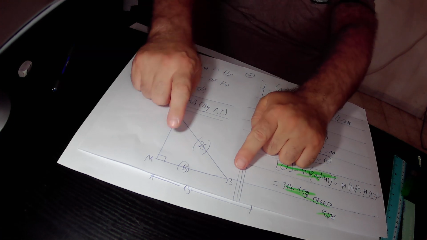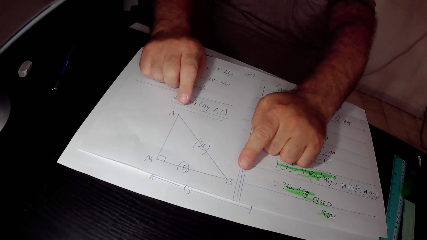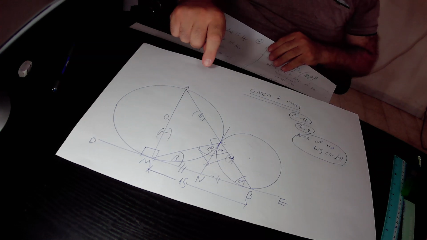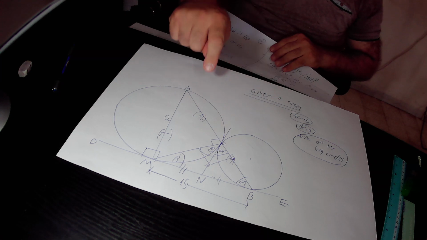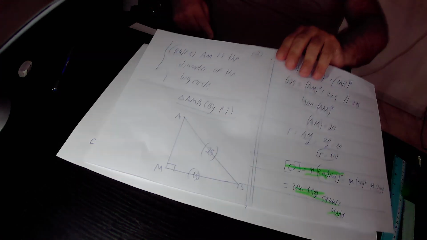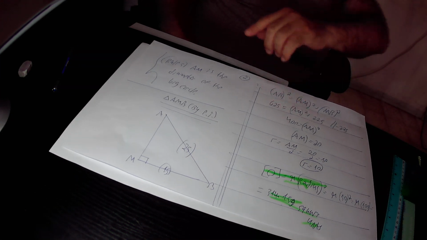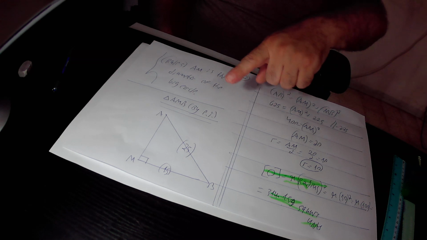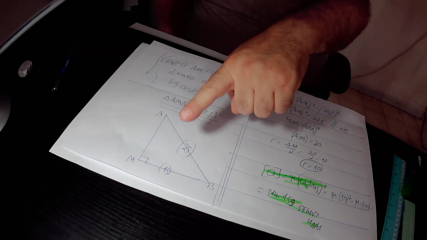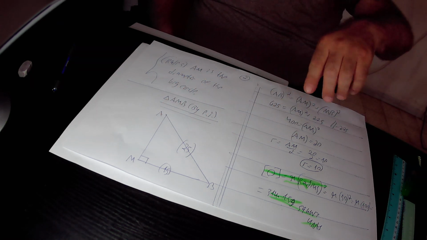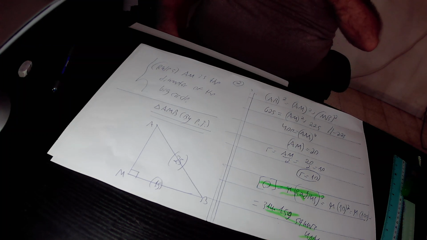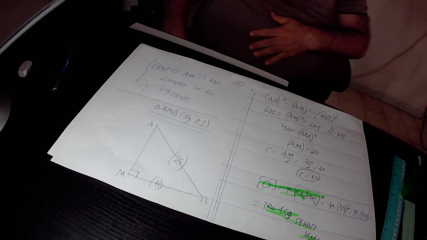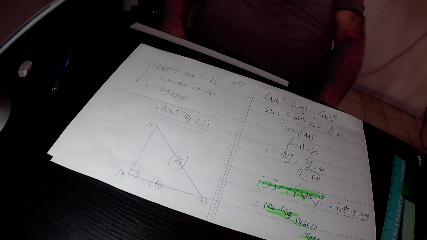AB equals 25 units according to rule 10. AB in total equals AC, that is 16, plus CB, that is 9. 16 plus 9 is 25. So according to the Pythagoras theorem, in this right triangle AMB, AB square equals AM square plus MB square. Again, AB square equals AM square plus MB square. AB is 25, therefore AB square is 25 squared, that is 625.